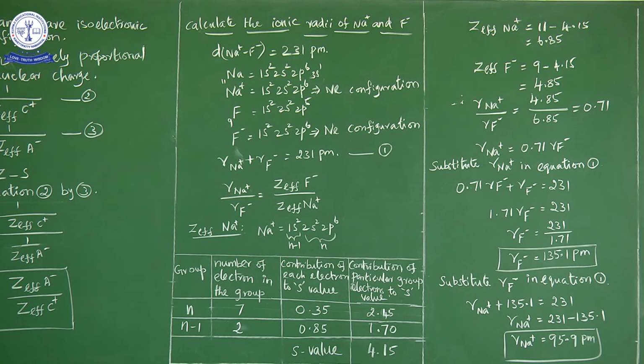First we know the internuclear distance and also knowing the effective nuclear charge of F minus and Na plus ion. Effective nuclear charge தெரிஞ்சிருக்கணும் இல்லையா? So effective nuclear charge of cation and anion is calculated from the Z effective is equal to Z minus S formula.